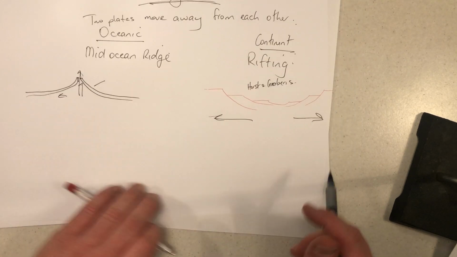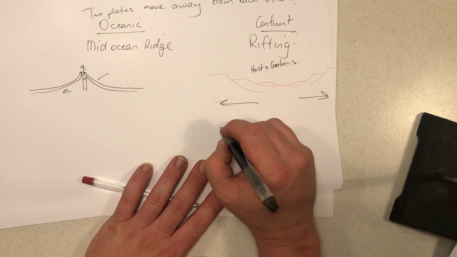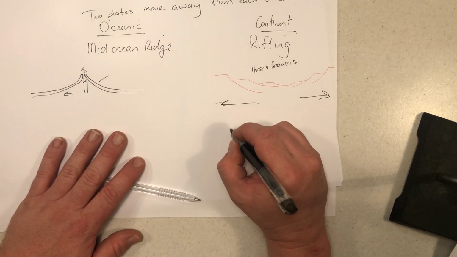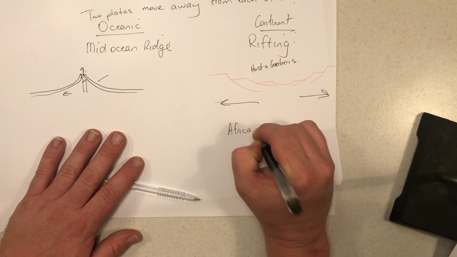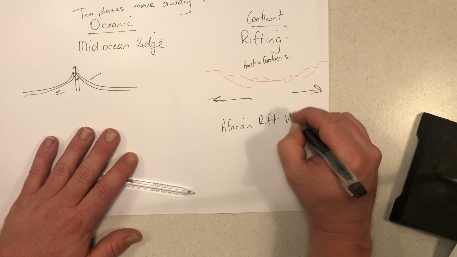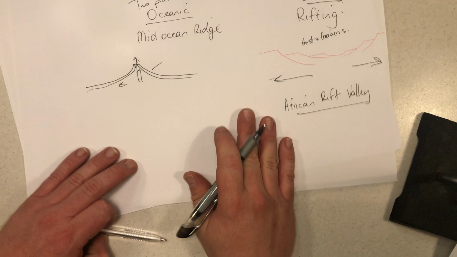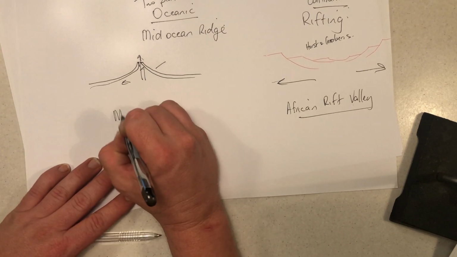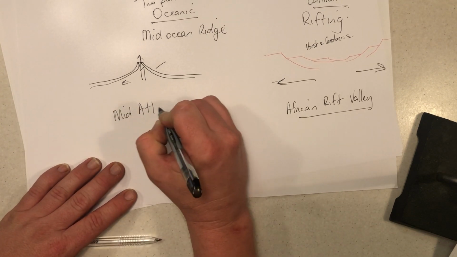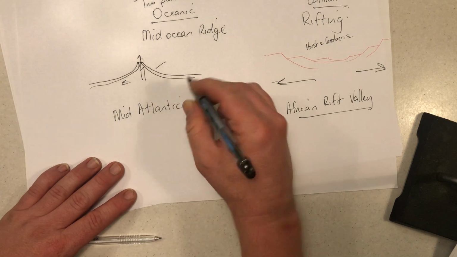Another example: so I'm going to write down here the African Rift Valley, and for our mid-ocean ridge, I'm going to put our mid-Atlantic ridge.